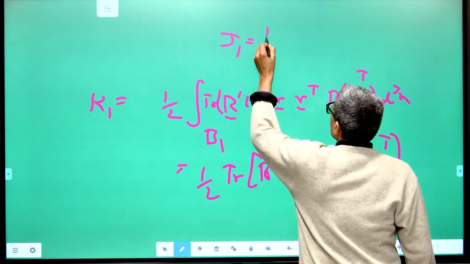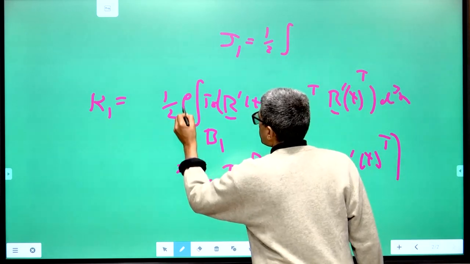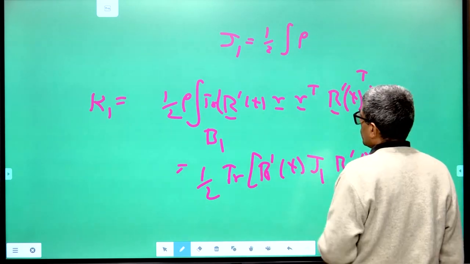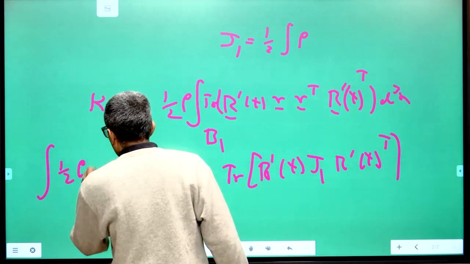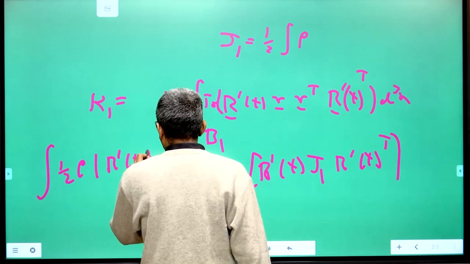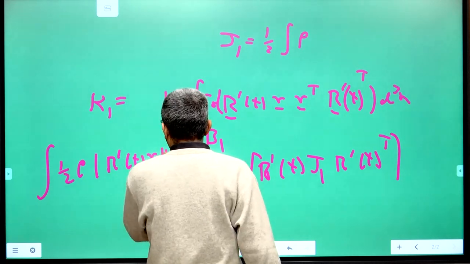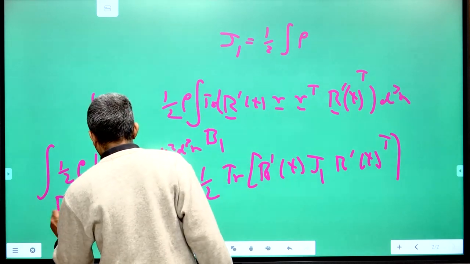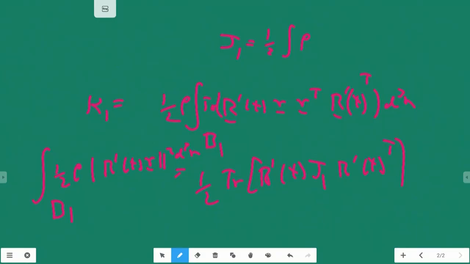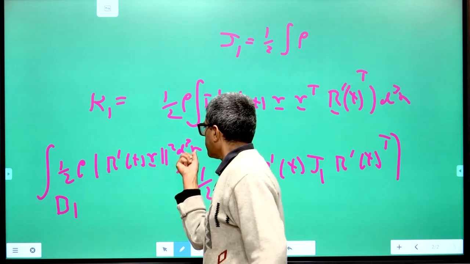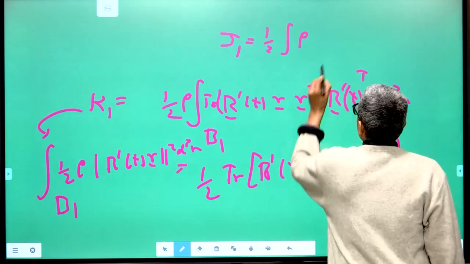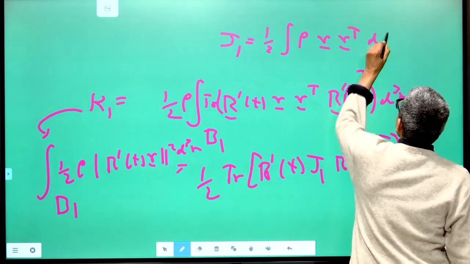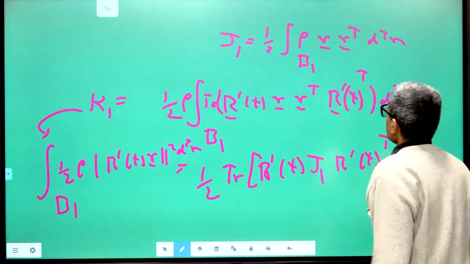So, J1 is nothing but an integral, of course, you should take the mass density also into account. When you write down the expression for the kinetic energy, it is equal to half the integral of rho times the magnitude of R'(t) acting on r, squared, d3r over the first link B1. Mass density into velocity square into the volume element. Mass density into the volume element gives you the mass within the volume element. So, this becomes the kinetic energy. If you take rho into account, it becomes this, and the moment of inertia tensor is simply defined by the integral over B1. This is a 3 cross 3 matrix, a positive definite matrix.